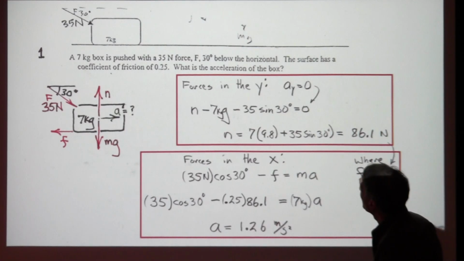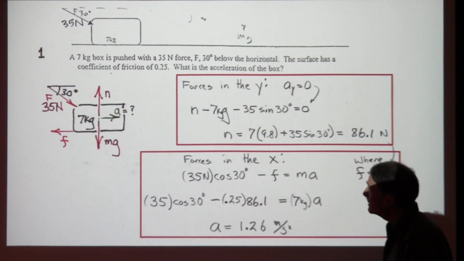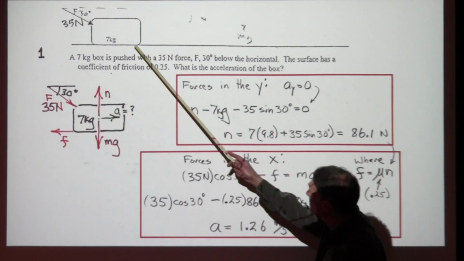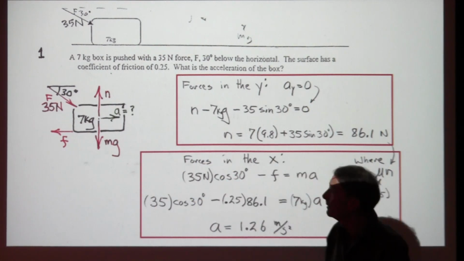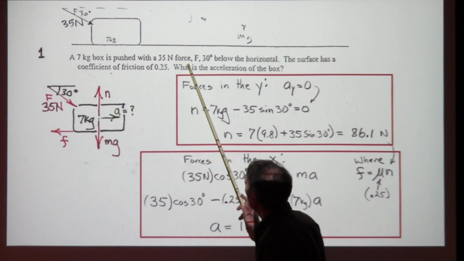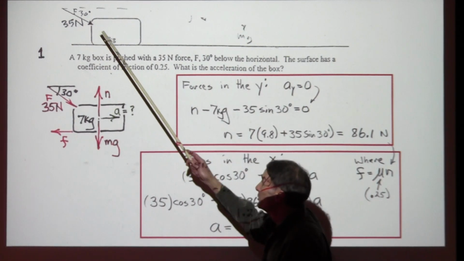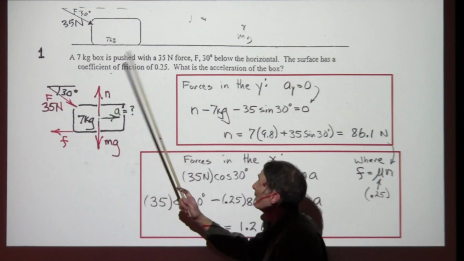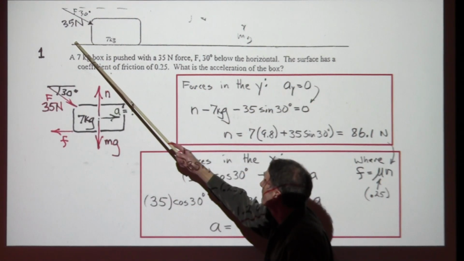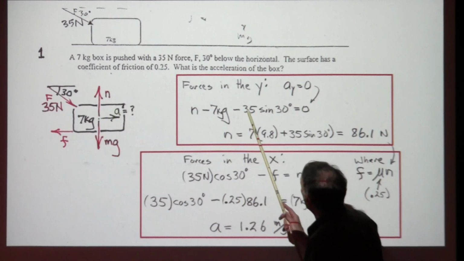Okay, here's the first problem on the practice problems. You've had a chance to look at these. Let's just look at the problem as it's been stated. We have a 7 kilogram block and we're pushed with a 35 Newton force. Now look at that 35 Newton force. We're not just pushing it in the x direction, we're also pushing down on it. It's going to have some components in the downward direction.